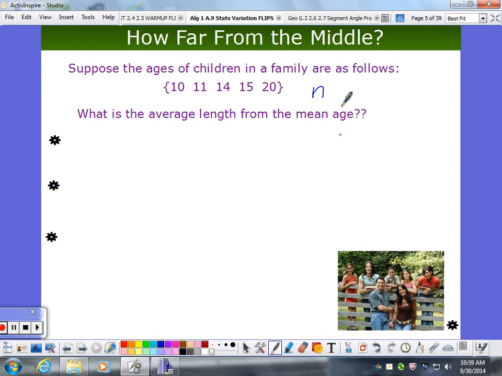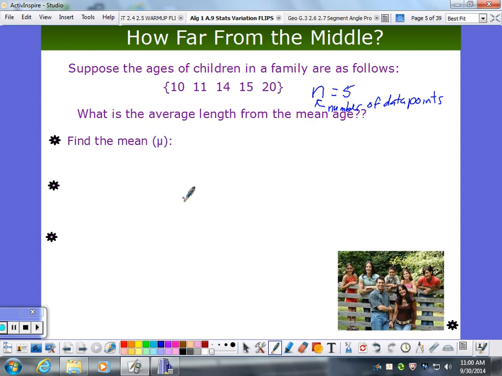Yes, it's N. So N equals 5. In statistics, N always means the number of data points. So I'm just bringing that back to the forefront. I've got a data set where N is 5. I've got 5 pieces of data. And I want to know how far is each of them from the mean. It's going to be an indication of how spread apart or how alike the data is.